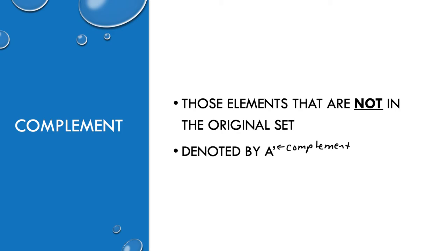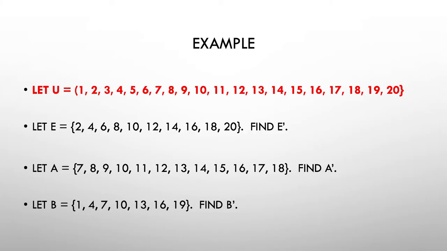All right, so we're going to go ahead and look at a couple of examples, keeping in mind that the complement contains elements that are not in the original set. All right, so we're going to begin with a universal set that contains all the natural numbers from 1 to 20. And then for part 1, they're going to tell us that set E basically has the even numbers. And they're asking me to find the complement.